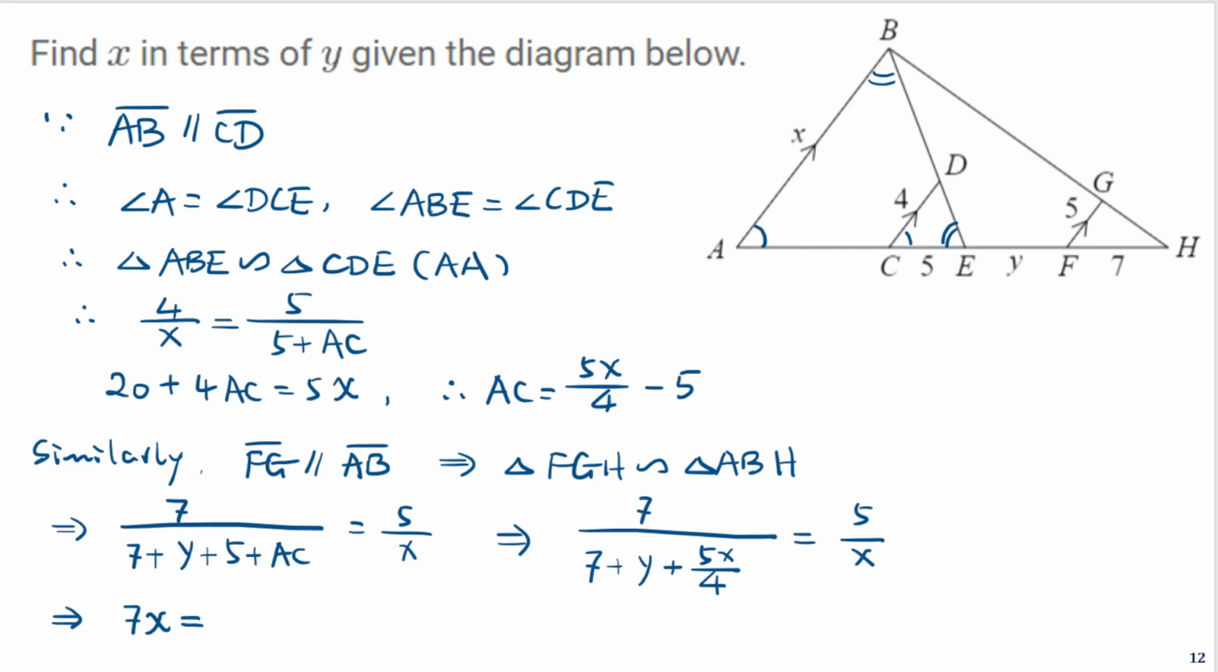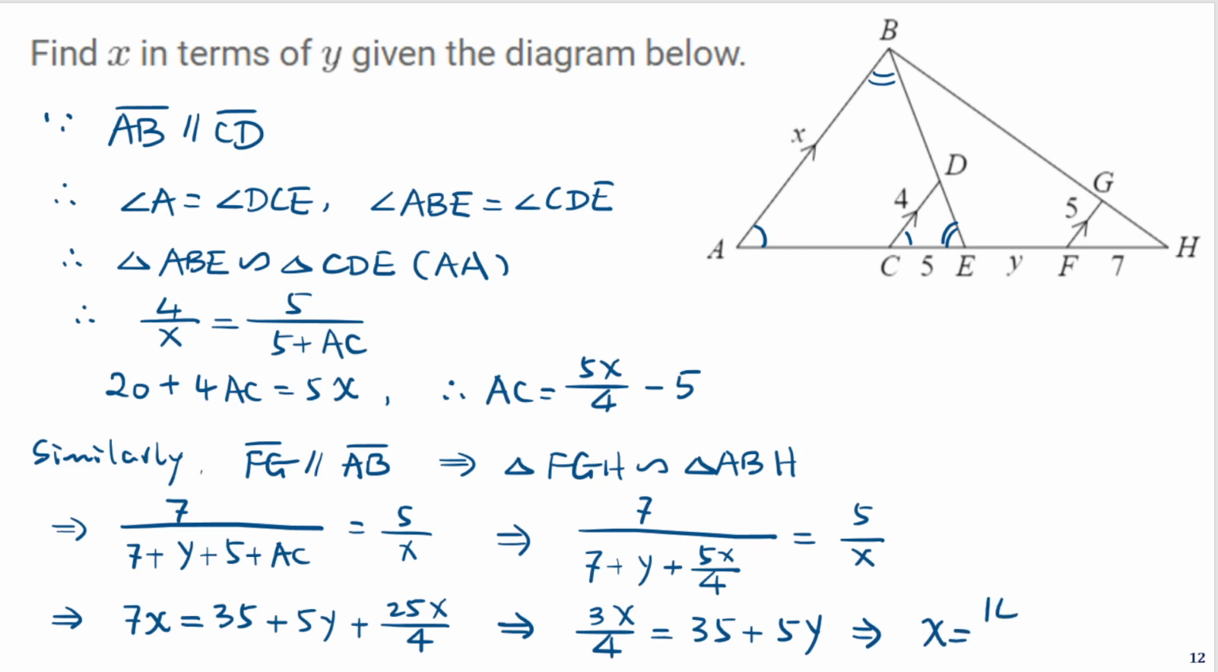multiplication, we have 7x equals 35 plus 5y plus 25x over 4, right? And remember, we need to solve x in terms of y, so separate x and y's. So 3x over 4 equals 35 plus 5y, which means x equals 140 over 3 plus 20y over 3, right? Okay, have a look at the solution by yourself, and let's take a 5 minutes break.